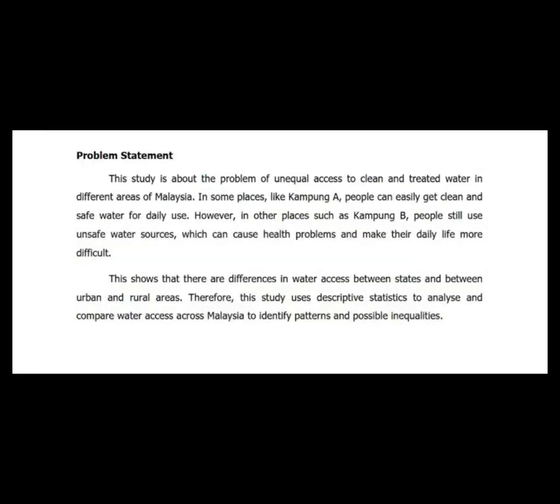Right now, I am going to talk about the problem statement. This study is about the problem of unequal access to clean and treated water in different areas of Malaysia. In some places like Kampung A, people can easily get clean and safe water for daily use. However, in other places such as Kampung B, people still use unsafe water sources, which can cause health problems and make their daily life more difficult. This shows that there are differences in water access between states and between urban and rural areas. Therefore, this study uses descriptive statistics to analyze and compare water access across Malaysia to identify patterns and possible inequalities.